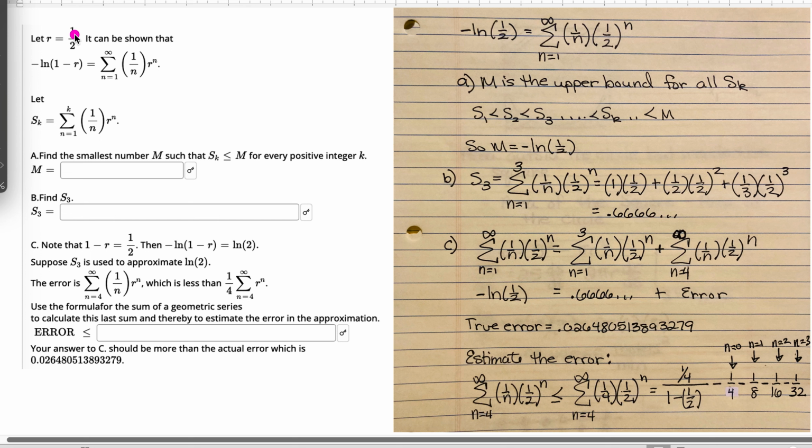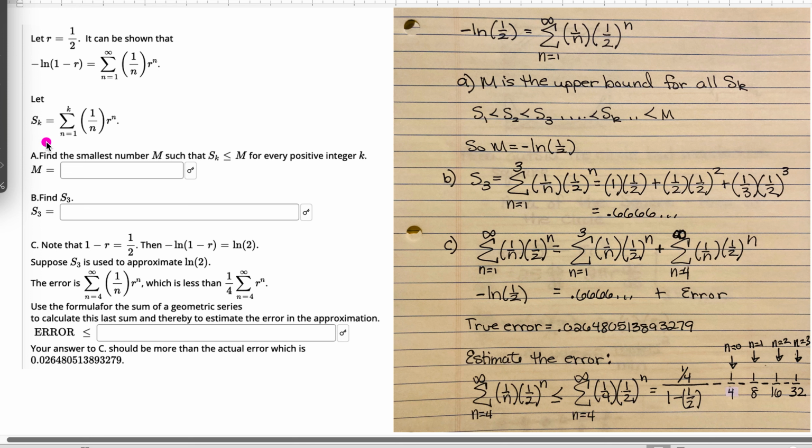Let r be 1/2. Then it can be shown that negative natural log of 1 minus r is equal to the series from n equals 1 to infinity of 1 over n times r to the n. Using the fact that they're giving us our value of r, I'm plugging it in. So the series from n equals 1 to infinity of 1 over n times 1/2 to the n is equal to negative natural log of 1/2.